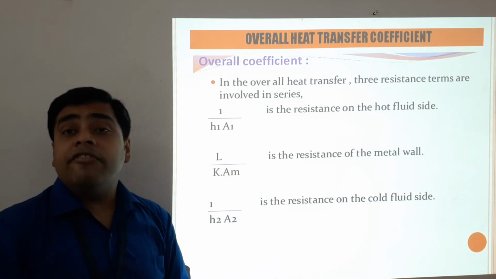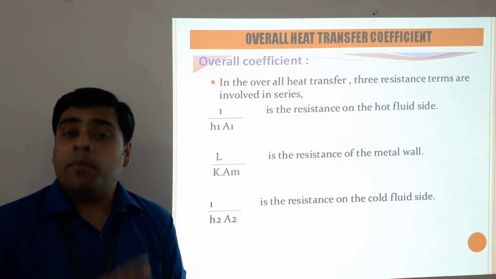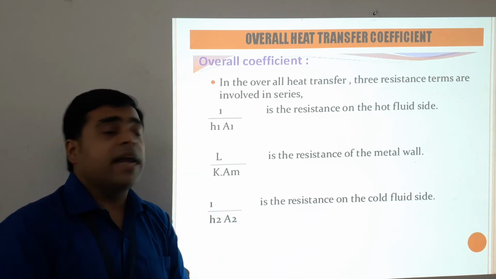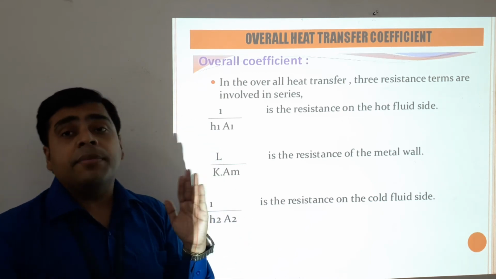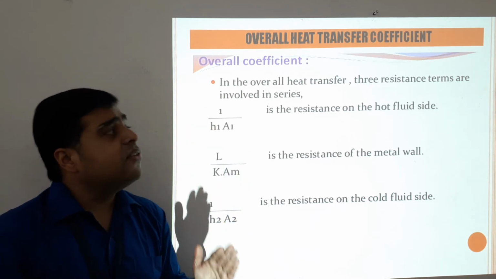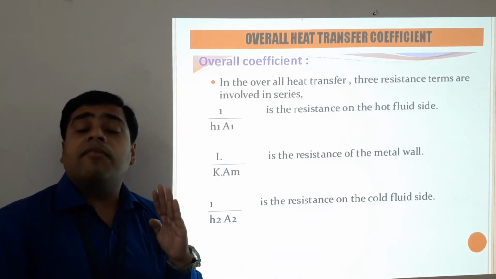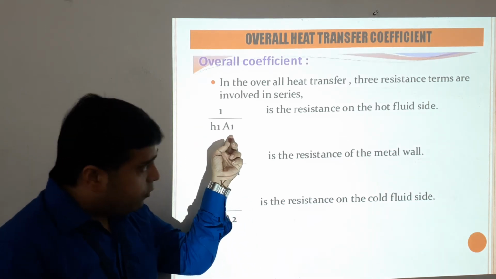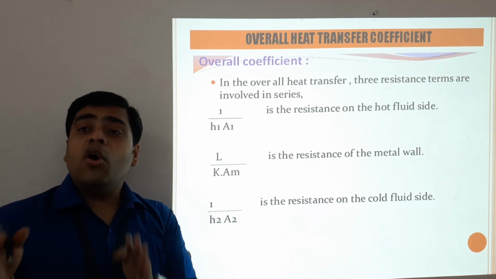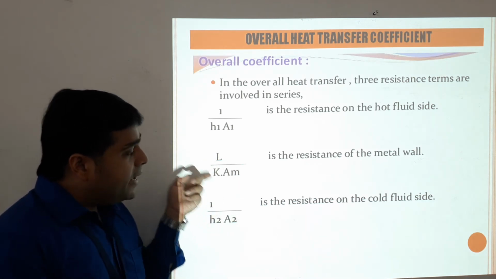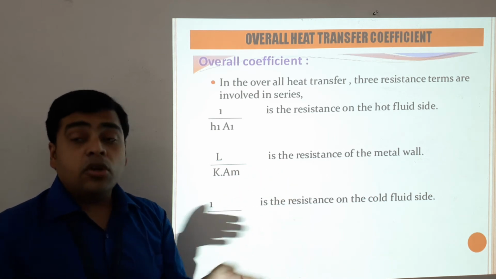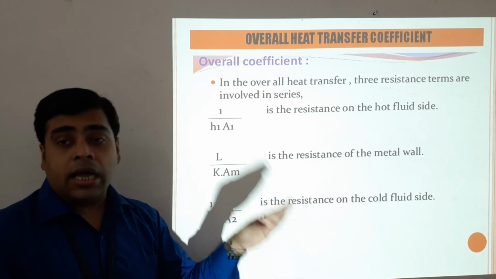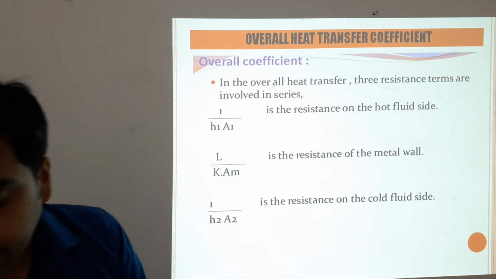Come to the overall heat transfer coefficient, which is to be considered from the forced circulation, forced convection heat transfer mechanism. So the overall coefficient can be determined in the overall heat transfer. Three resistance terms are involved in this particular series. That is, 1 by H1A1 is the resistance on the hot fluid side. This L by K into AM is the resistance on the metal wall. And this 1 by H2A2 is the resistance on the cold fluid side.